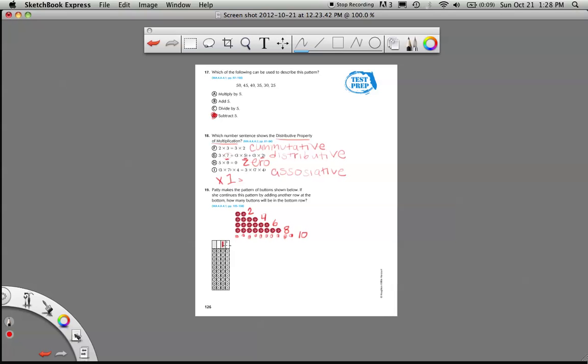So we know in math you have to write it way over here on the right-hand side and then fill in the bubble for the numbers. 10 is our answer if we would continue that pattern.